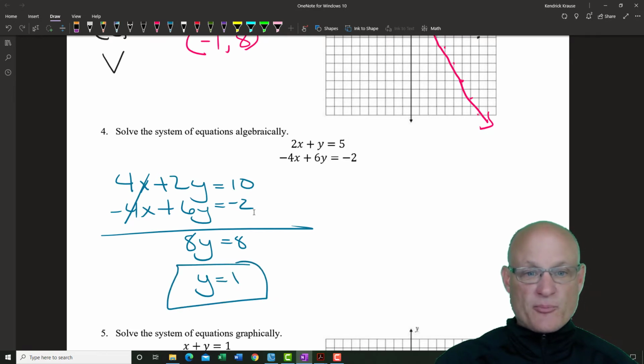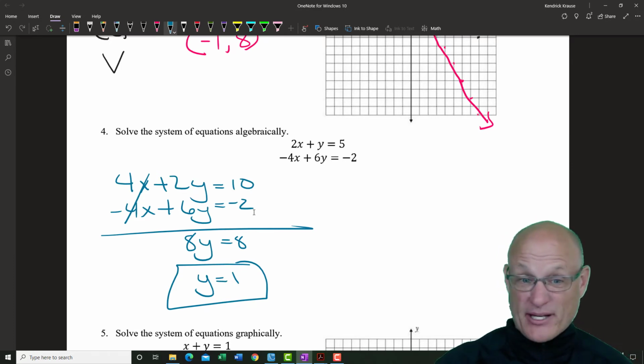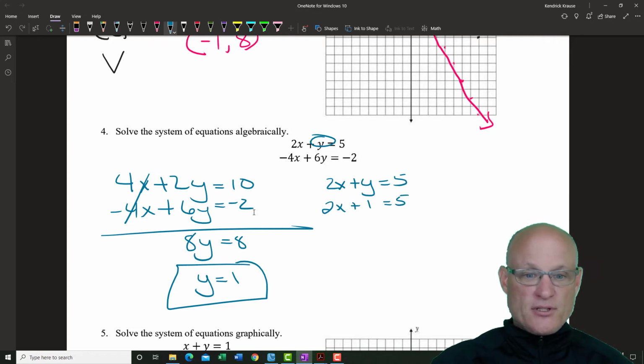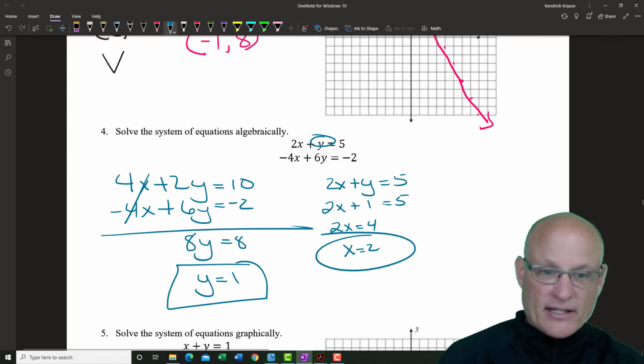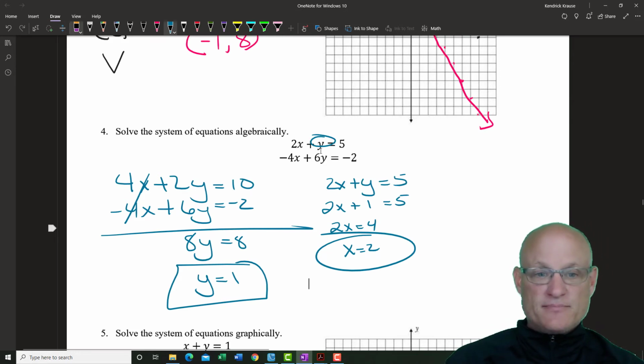Now, the first equation appears to be an easier equation to deal with. It doesn't have any negatives. It's all positive. And I got plain old y by itself, so that's good too. So 2x plus y equals 5. 2 times x plus 1 equals 5. 2x equals 4, so x equals 2. Now, even if these things are done algebraically, it doesn't mean you can't graph them to check the answers. That's certainly a possibility.